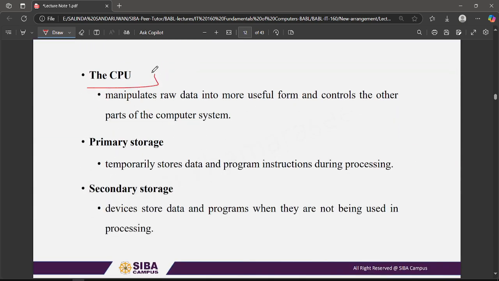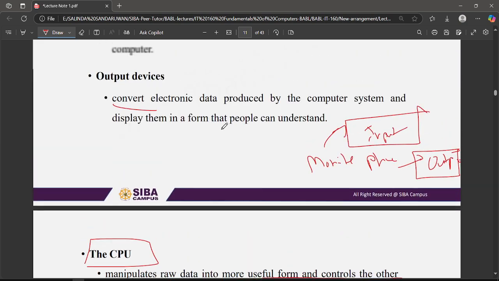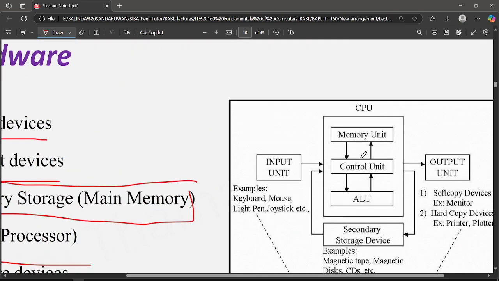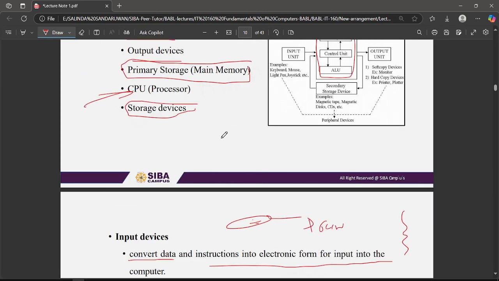And the CPU we have discussed, it manipulates raw data into more useful form and controls the other parts of the computer. So here there was a diagram also. Here this is the CPU, and you have the arithmetic logic unit, the control unit, and the memory unit, right?